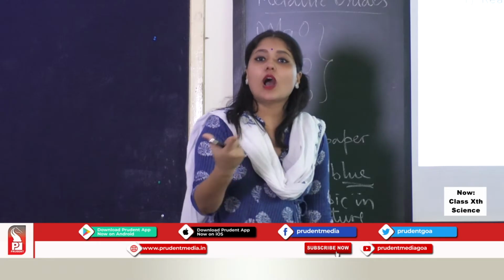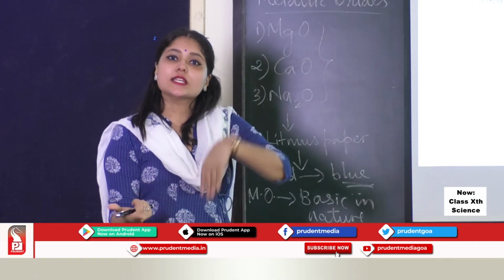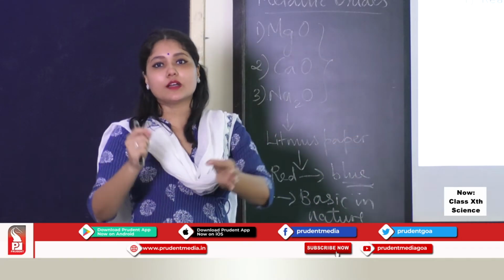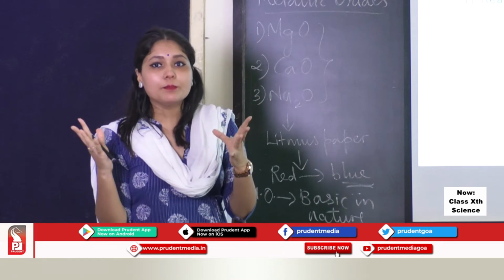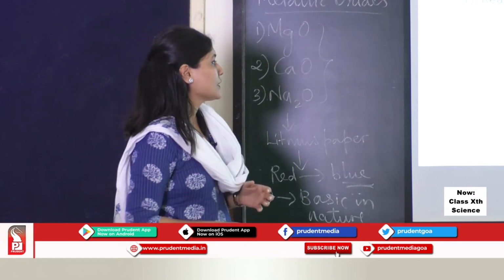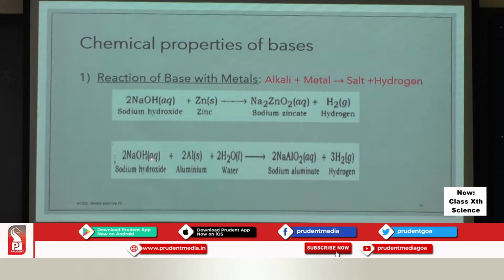Now how will you test for hydrogen gas? Same as you have done earlier. You take a matchstick and you light it and it will burn with a popping sound. Next example we have taken over here is another metal, that is aluminium. Aluminium is a moderately reactive metal. It reacts with sodium hydroxide, resulting in the formation of sodium aluminate, which is a salt, and hydrogen gas is being evolved in the reaction.